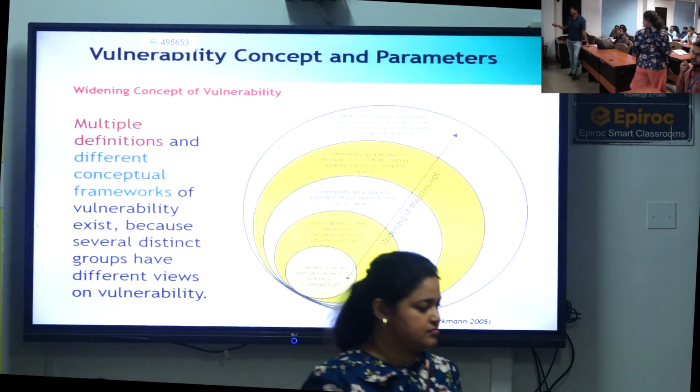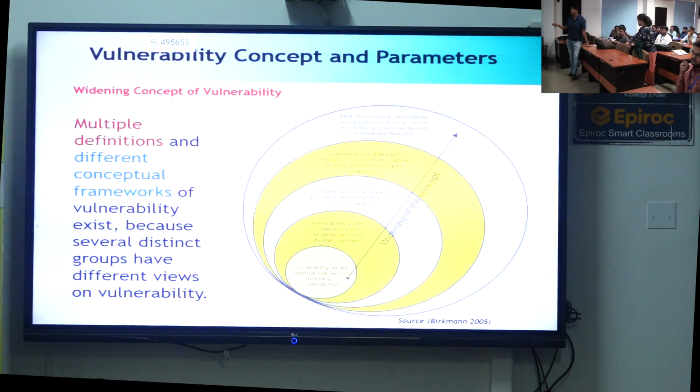The last one is multidimensional vulnerability, encompassing physical, social, economic... Okay, here economic was not there. Economic, environmental, and institutional features. So you see, from a simple vulnerability assessment, you are now widely expanding the definition of vulnerability based on the multi-dimensional approach, multi-stakeholder approaches.